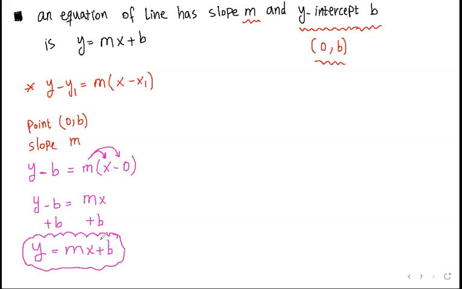Okay? Makes sense how they found this formula? But when you see a question like that, they give you the slope, they give you the y-intercept, use this formula directly, y equal mx plus b. Let me give you an example.